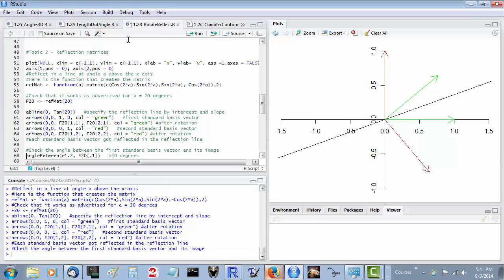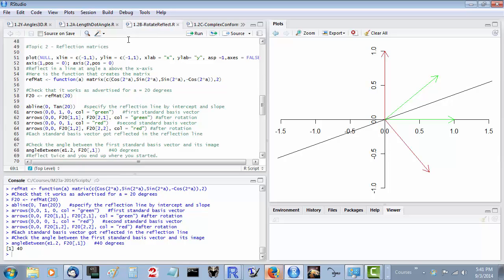I can check the angle between the first standard basis vector and its image. The angle between function gives me 40. That's why we need in the matrix to have twice the angle of the reflection line, because each standard basis vector gets reflected through an angle that's twice that amount.